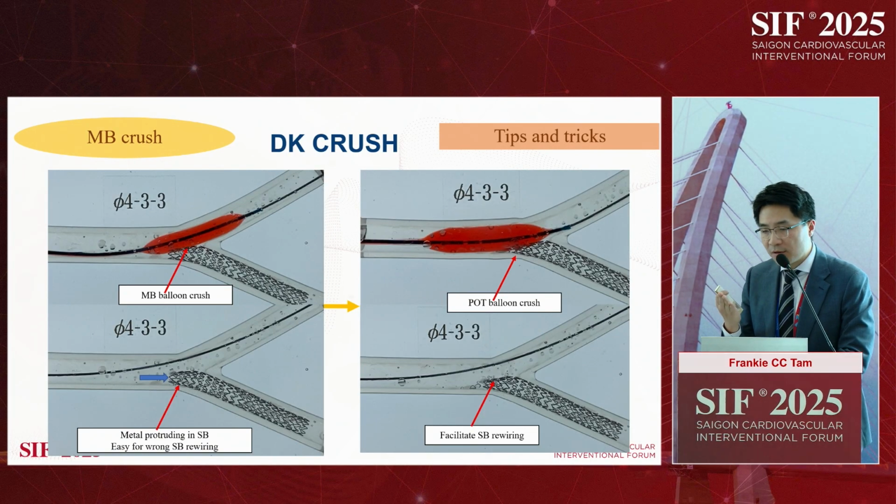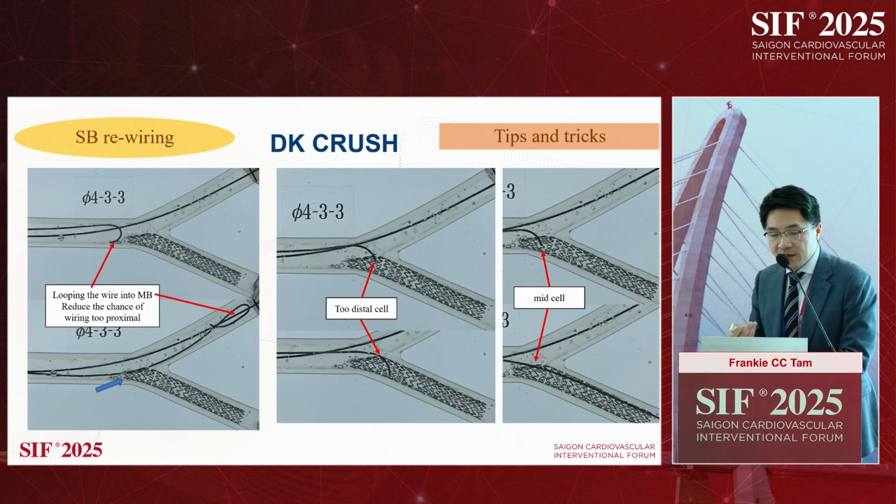Afterwards, you do the main branch crush, and you can see that even after the main branch crush, there's a lot of metal in the side branch ostium. This step is again very important. Before you do the rewiring, usually you need a bigger balloon. This is what I call the POT crush before you do the wiring. You can see, comparing the left side and the right side, that if you do not do the POT crush, then there's a higher chance for your wire to go to the wrong place when you do the first side branch rewiring. And after the POT crush, you want to do the side branch rewiring.